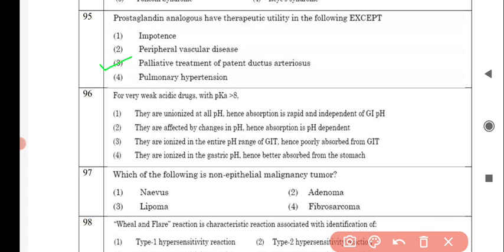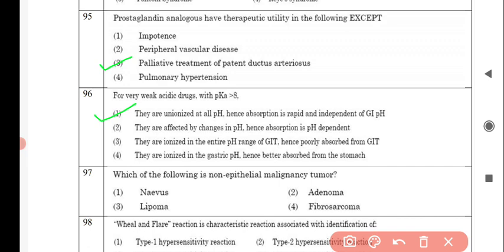palliative treatment of patent ductus arteriosus. Next question is, for very weak acidic drugs with pKa greater than 8, and the correct answer is option number 1. They are unionized at all pH, hence absorption is rapid and independent of GI pH.